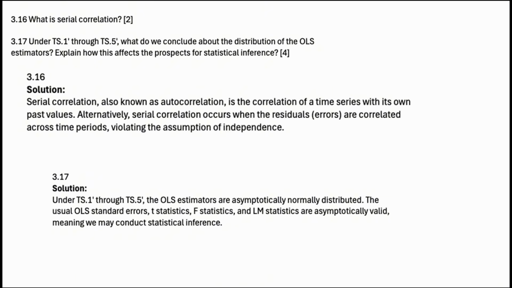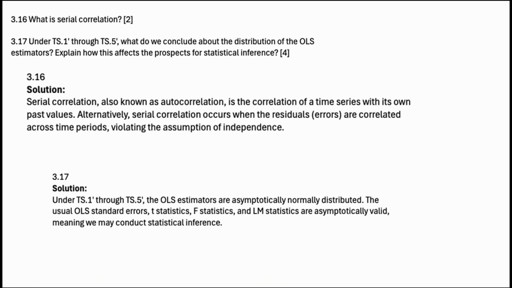What is serial correlation? Again, these are now from the exam, so you'll see the questions get repeated. Serial correlation, also known as autocorrelation, is a correlation of a time series with its own past values. Alternatively, serial correlation occurs when the residuals or errors are correlated across time periods, violating the assumption of independence.